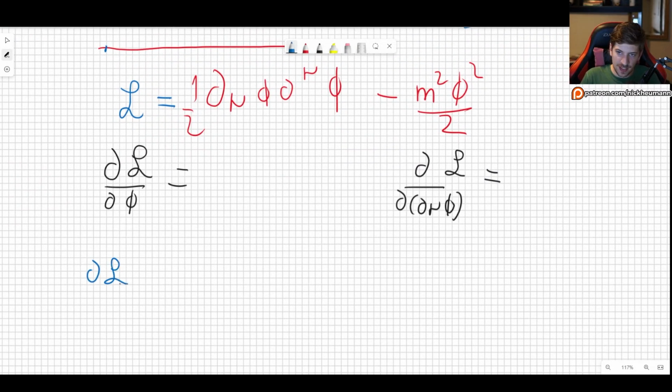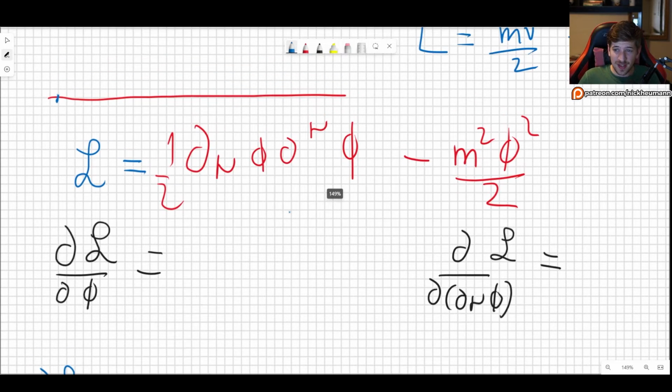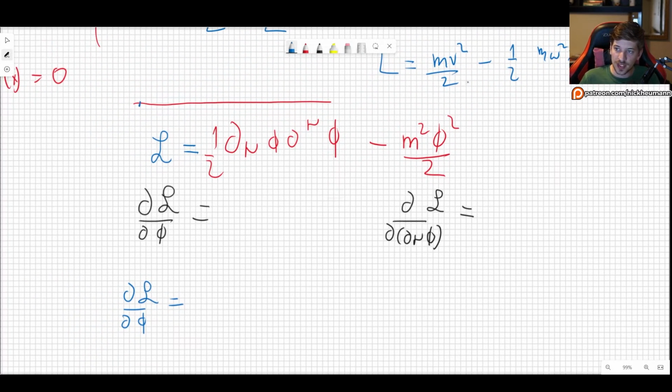So dL/d phi, well, let's take a look at our Lagrangian. Now, this is very important. This is not phi. This is d mu phi. This is the derivative of the field. You can't just say, oh, there's a phi here, I can take the derivative. That is not the case. We are taking the derivative with respect to phi. The only phi is over there. So we get minus m squared phi. Think of it as if it were x.